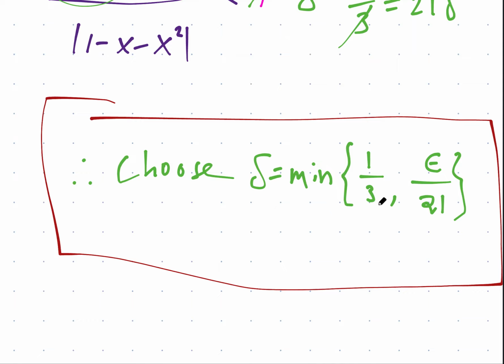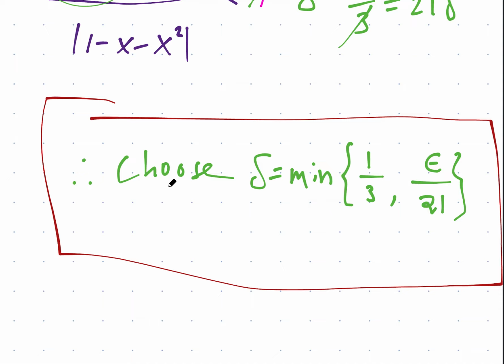And you'll have a couple cases. When epsilon is greater than or equal to 7, right? That's going to be the 1/3. You choose the 1/3 as the minimum. And if it's less than or equal to 7, or if it's less than 7, I mean, you pick the epsilon over 21. So that was our tough example.